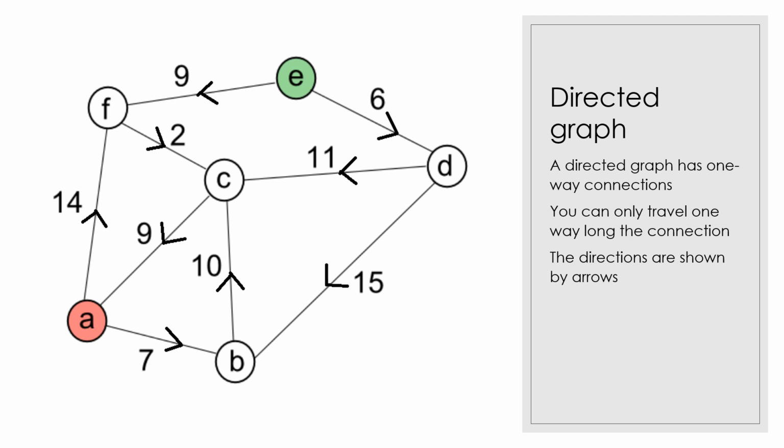So if you were shown a graph like this in the exam and asked to describe what this data structure is, you'd say this is a weighted, directed graph. You know it's weighted because there are numbers next to the edges, and you know it's directed because there are arrowheads drawn on the lines.